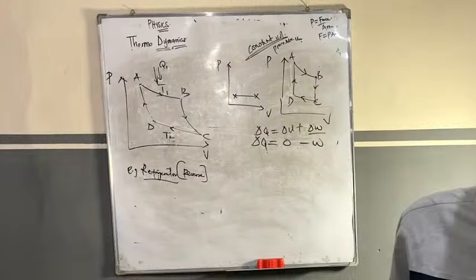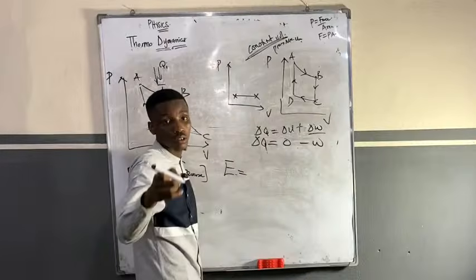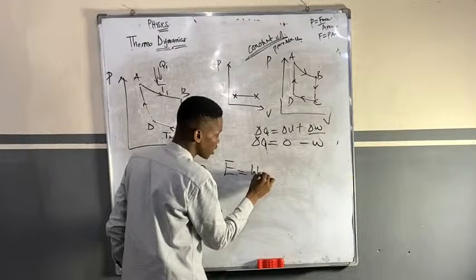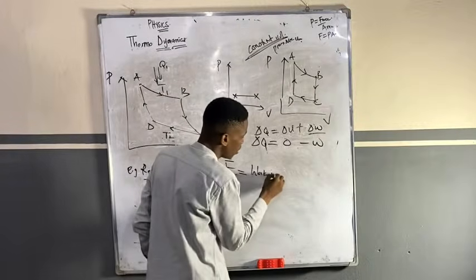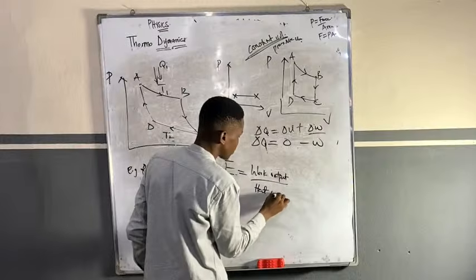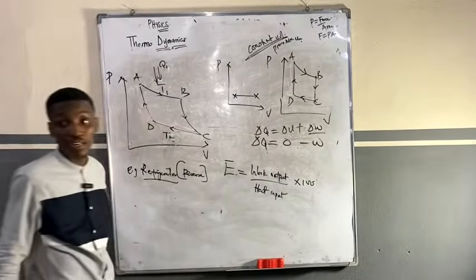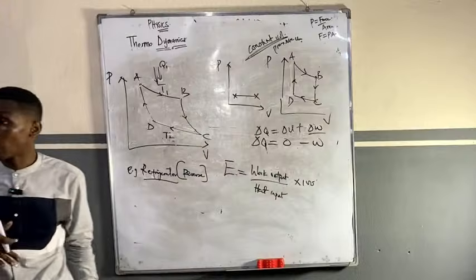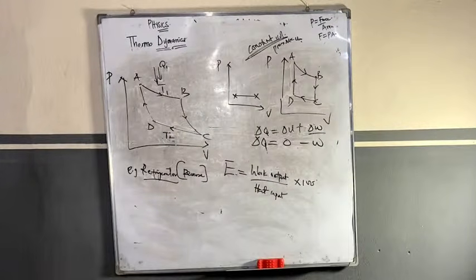Now how do you calculate efficiency? You know the formula. She had said earlier that efficiency is what? Work done. Work output over what? Heat input times 100. I hope we are together. Output over heat input times what? 100. Now, how do we know how much work has been done?